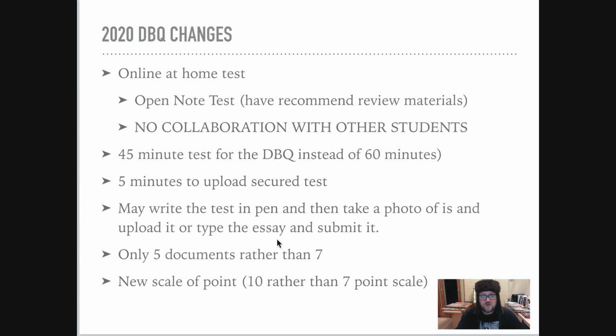Write it, take a photo of it, upload it. It's a much easier process. If you're a whiz at typing, go for it. Type to your heart's content.